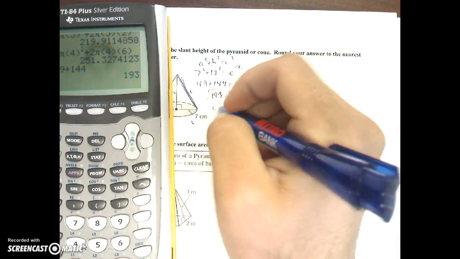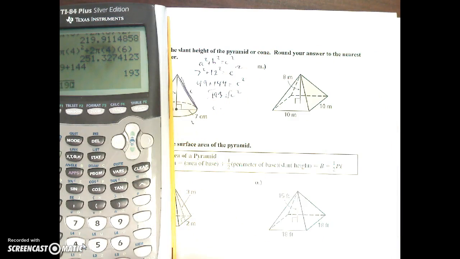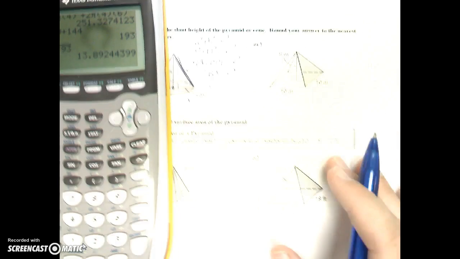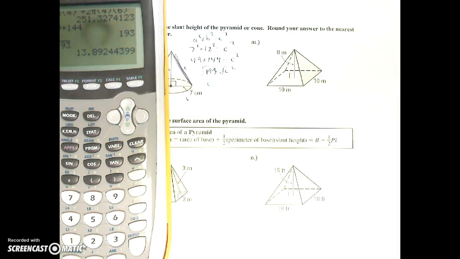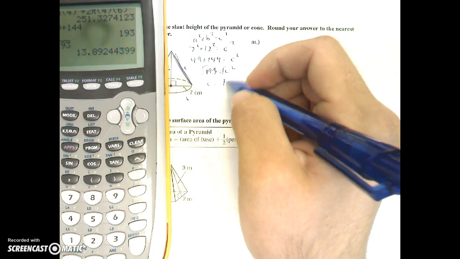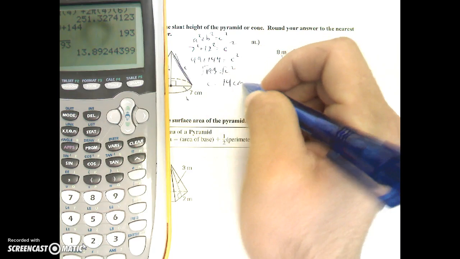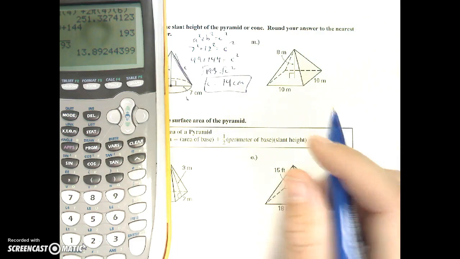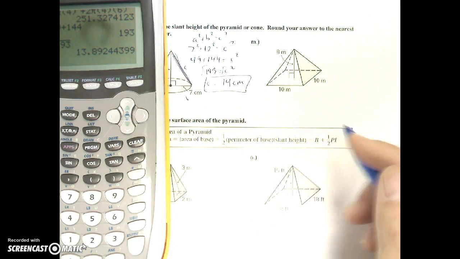Square root both sides. It does say round to the nearest whole number, so 13.89 we're going to round up to 14 centimeters. Okay? Awesome. Alright, last one here.